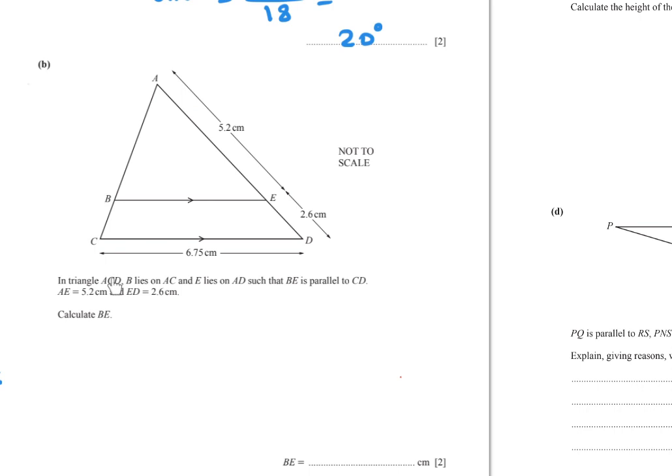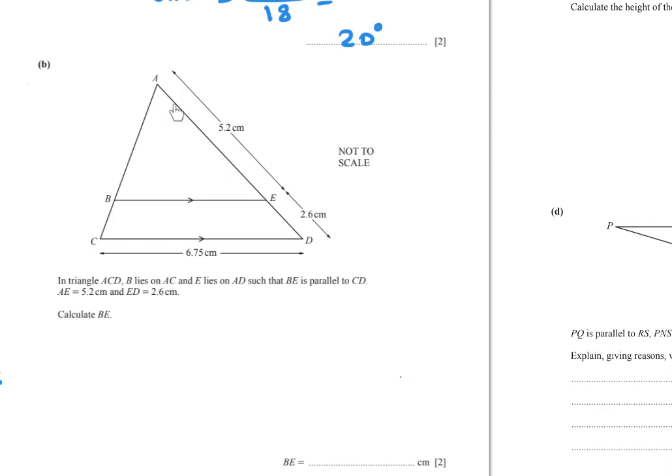Now B. In triangle ACD, B lies on AC and E lies on AD such that BE is parallel to CD. AE is 5.2, ED is 2.6. Calculate BE. If this side is parallel to that one, we have two similar triangles, triangle ABE and triangle ACD. They are similar because the angles are equal. This angle equals that one, corresponding and equal. Angle E equals angle D, and angle A is a common angle. So this triangle is similar to that one.